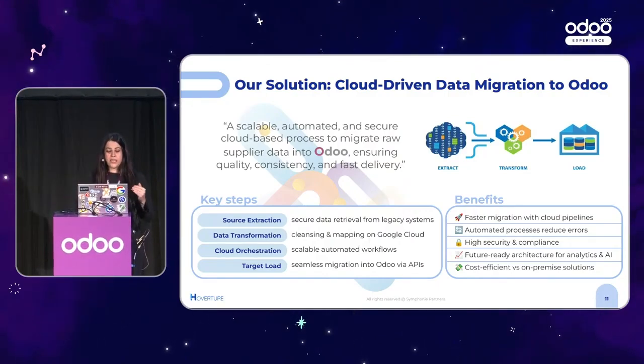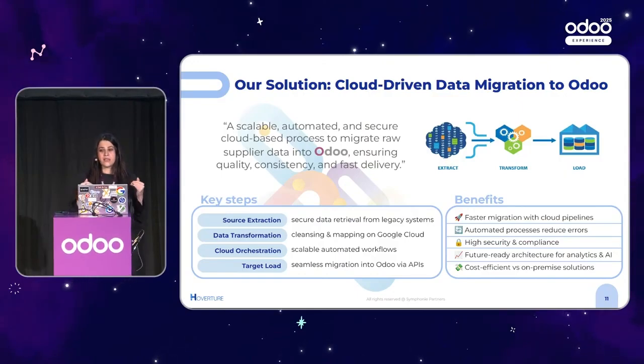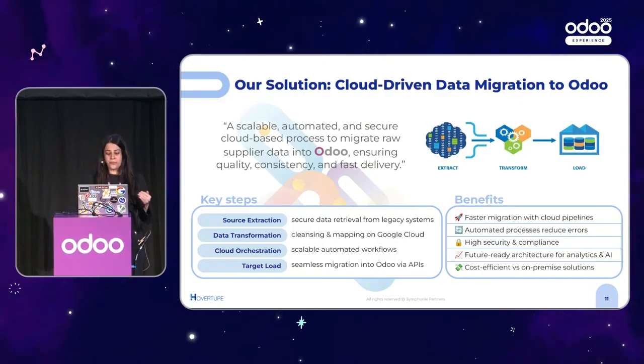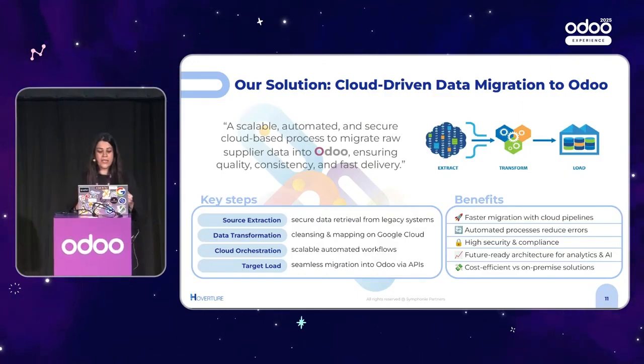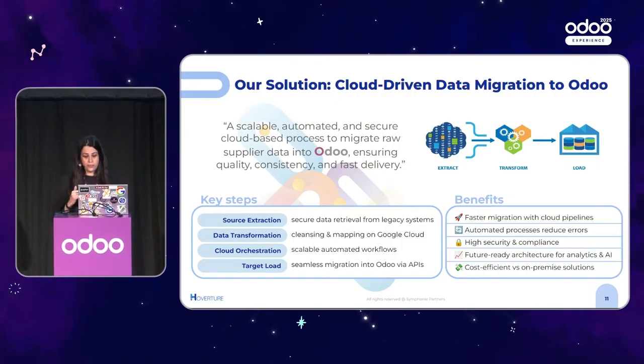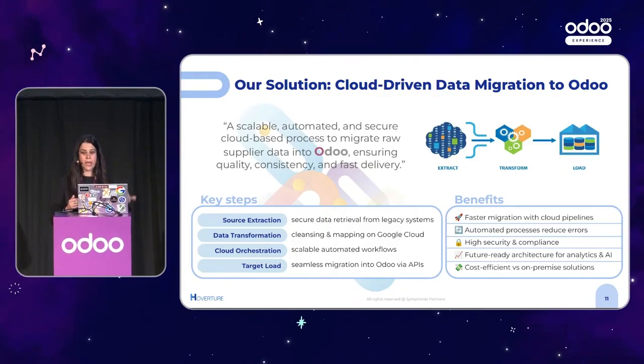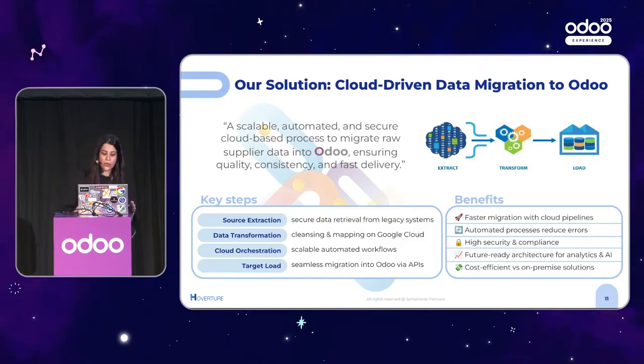What we do is basically extract data from the legacy system, and of course, before putting our data into the new system, we do all the data transformation processes, which means cleansing, mapping, removing duplicates, and so on. And this is done with sophisticated pipelines on Google Cloud.